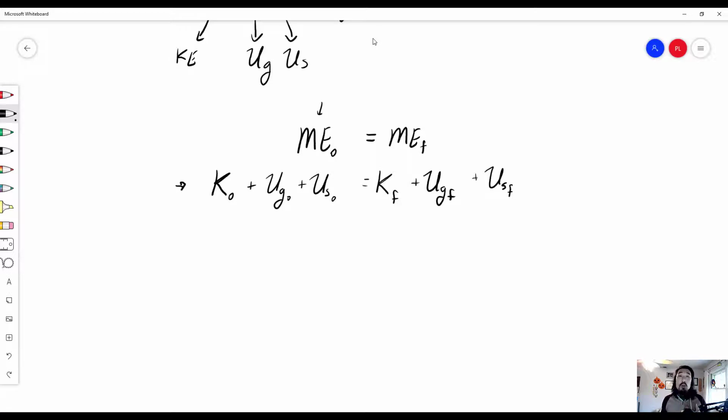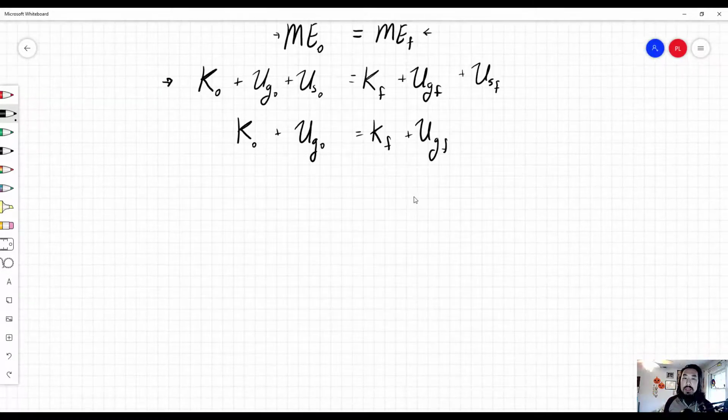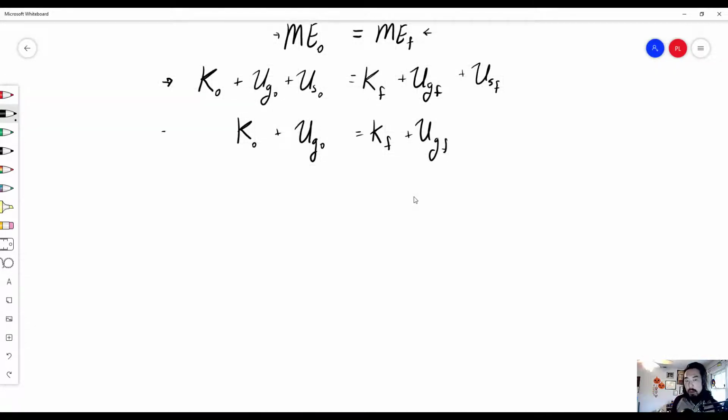Now, if your problem doesn't have springs in it, then you don't have to include the spring potential energy. And so our equation can be broken down like this, because there are no springs. So make this first equation work for you. You've got to be logical about it. I will tell you that most of the time, this second form of the equation is what we're going to be working with. Now from here we can break it down even more.